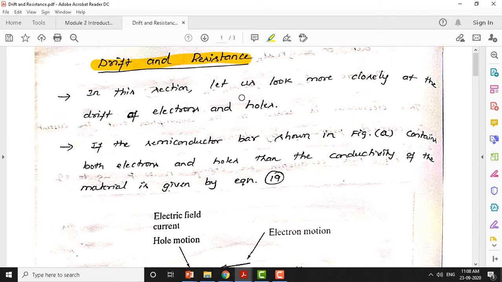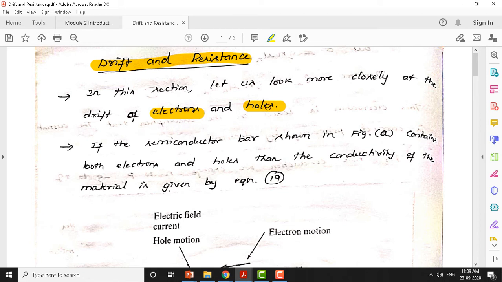In this section, let us try to understand what we mean by drift of electrons and holes, and also meanwhile we will calculate the mathematical equation for resistance in semiconductor materials. The actual usage of this topic will be done in the next module. There we will use the term called drift current. When we say drift current, it is because of both electrons and holes.